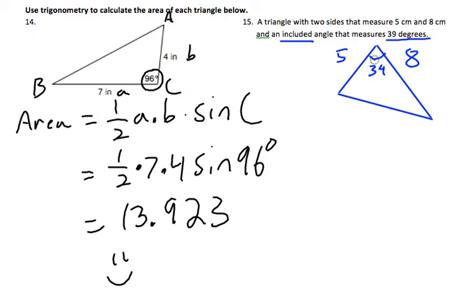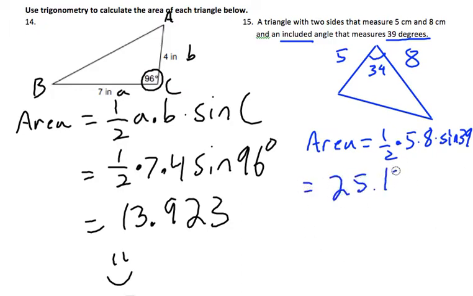It doesn't really matter how accurate this picture is, whether it's 39 degrees or 50 degrees. As long as the numbers are in the right positions, we're going to be able to solve just fine. So we have 1/2 times 5 times 8 times the sine of 39 degrees. I was running out of room there, but hopefully I squeezed it in. And then when we multiply all this out, we get an approximate area of 25.173.